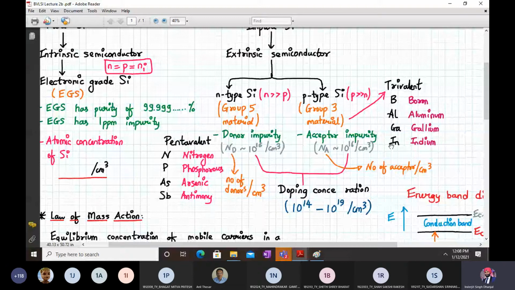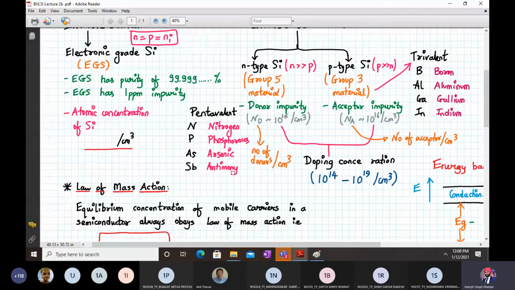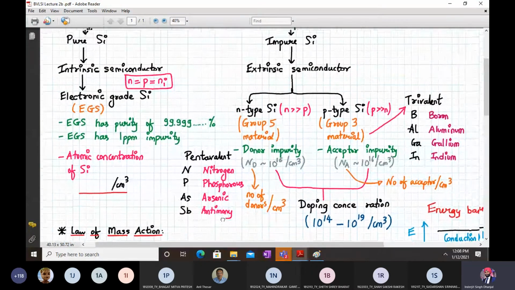Okay, so this doping concentration which I was talking about can be in the range of 10 raised to 14 to 10 raised to 19 per centimeter cube. Fine. I hope that this point is clear.